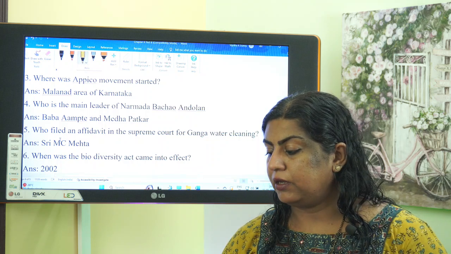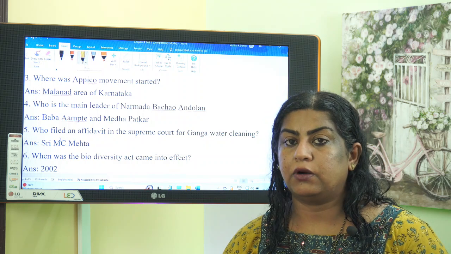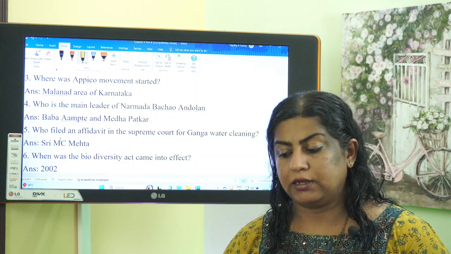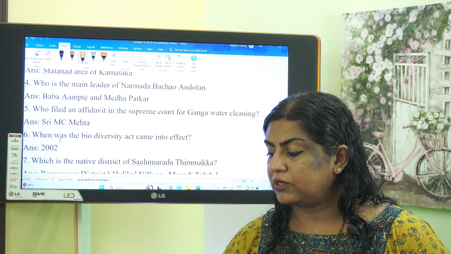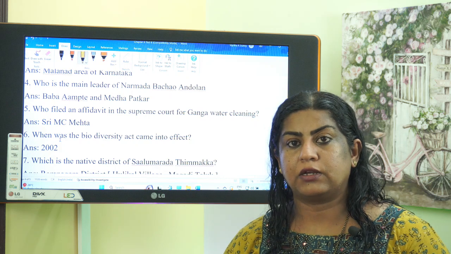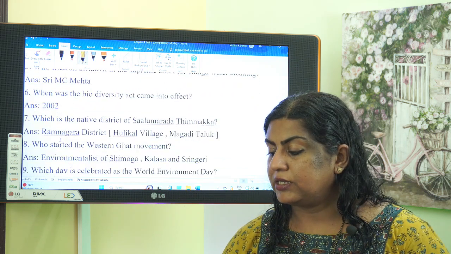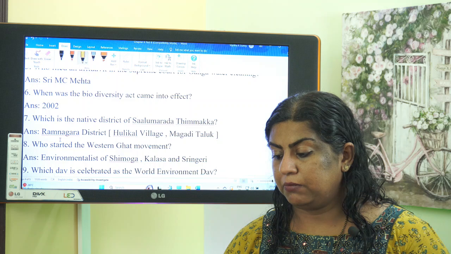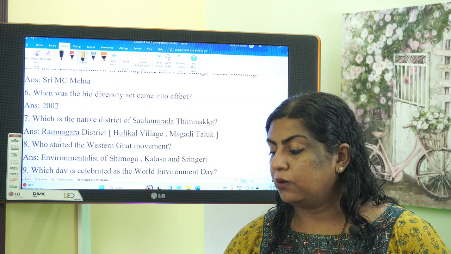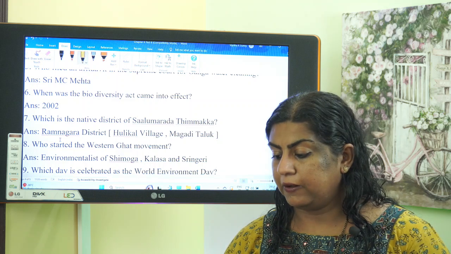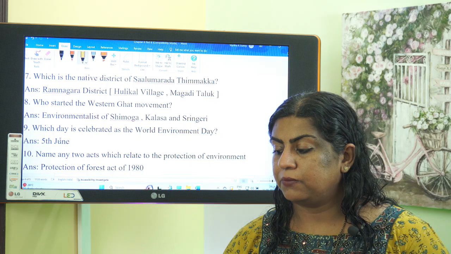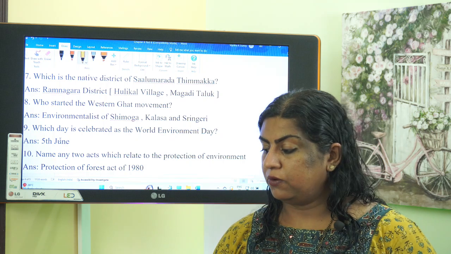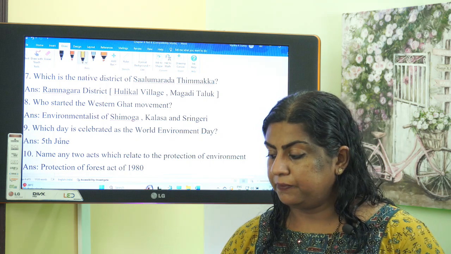Who filed an affidavit in the Supreme Court for Ganga water cleaning? Sri M.C. Mehta. When did the Biodiversity Act come into effect? 2002. Which is the native district of Salumarada Timmaka? That is Ramnagara district, Hulikal village, Magdi Taluk. Who started Western Ghats movement? Environmentalists of Shimoga, Kalasa and Sringeri.